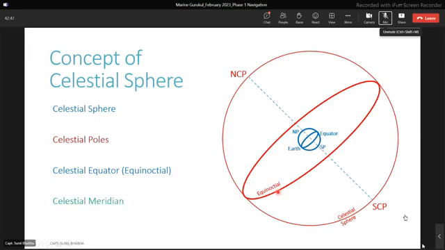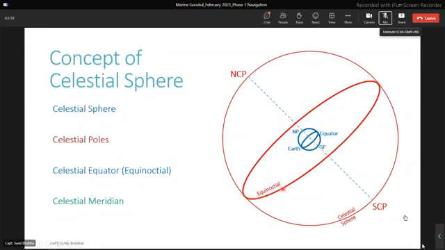Now, how do we use them as references? This is also very similar to what we do on Earth. On Earth, we represent a position using its latitude and longitude. Now, latitude is referenced to the equator. The latitude of a place basically tells us how much north or how much south of the equator a particular position is. Exactly in the same way we use the equinoctial.